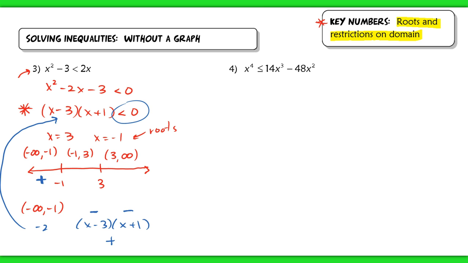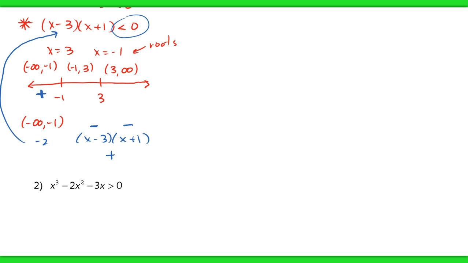Now when I test the region between -1 and 3, I'm going to do the same thing. So let's test between -1 and 3. I'm going to select a number between that. Let's just say we use the number 0.